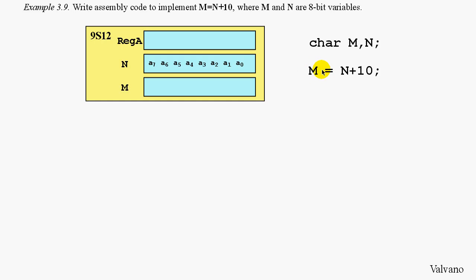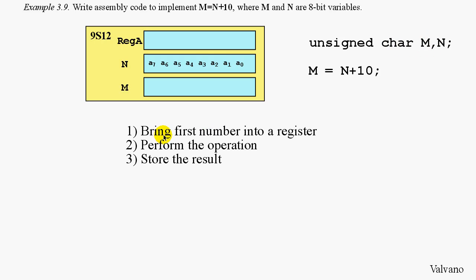In C, we would define 8-bit variables with the char, and this would make them signed. However, if we added the unsigned to the definition, then the two 8-bit variables would be unsigned. To solve this problem in assembly, we will first bring one of the numbers into a register. We will perform the operation on that first number, in this case adding 10, and thirdly we will store the result back into the variable.